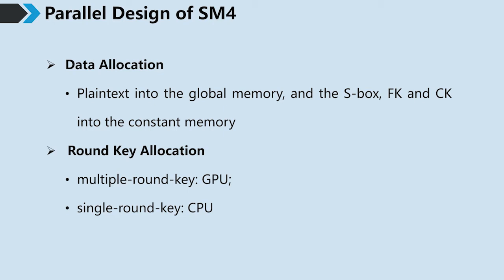And about the round key allocation, we consider multi-key. The round keys used by each GPU thread are different, and the size of keys is large. So the GPU is used to generate the round keys and store them in the global memory. When using a single key, the CPU chooses to precalculate the round keys to improve the speed of execution.